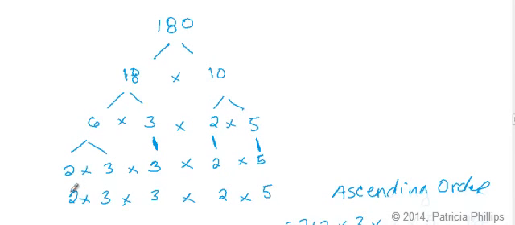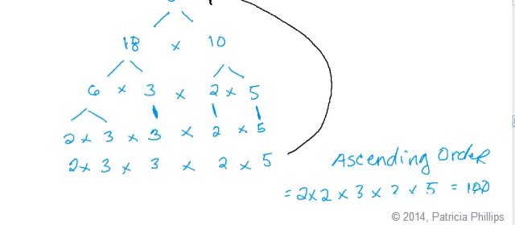And the answer that you're going to end up with is 2 times 3 times 3 times 2 times 5 equals 180. And these numbers that you've ended up with are the prime factors of 180. But we're not done yet. We're going to write them down in ascending order. So the order is going to change, and we're going to end up with 2 times 2 times 3 times 3 times 5 equals 180. And we're through with it.